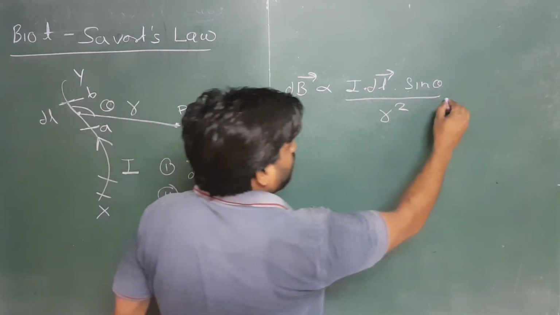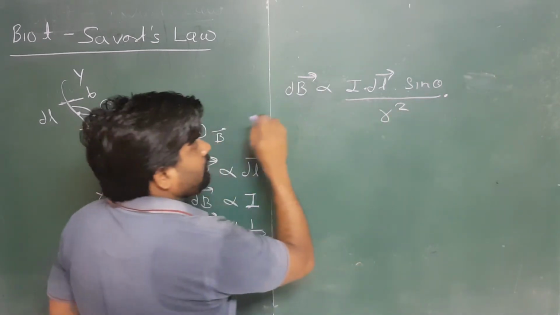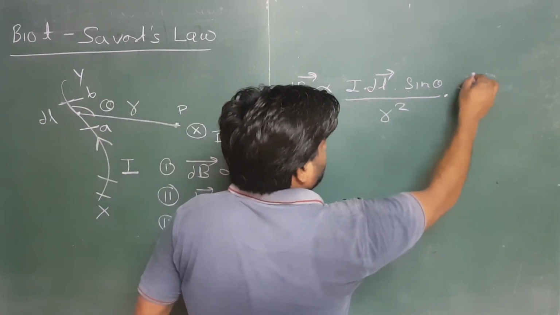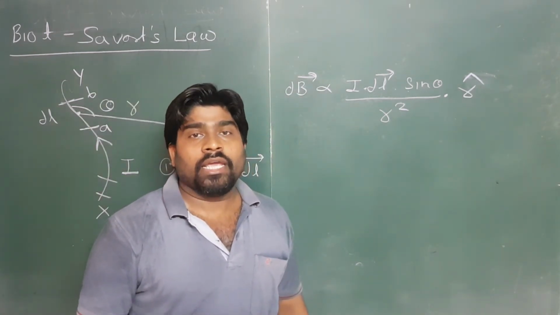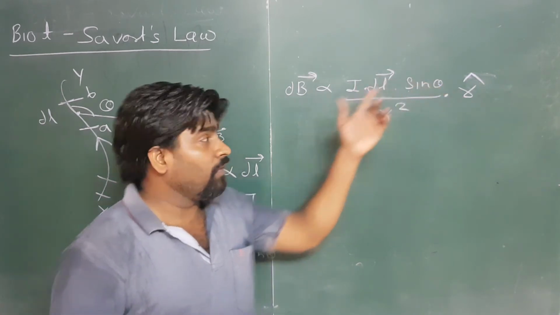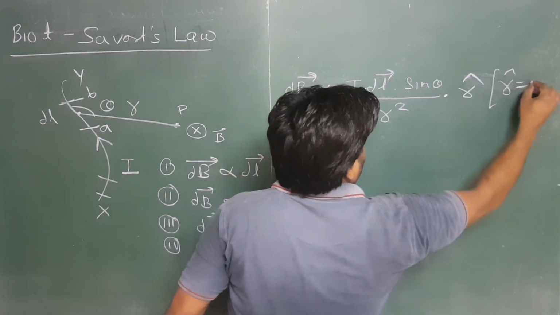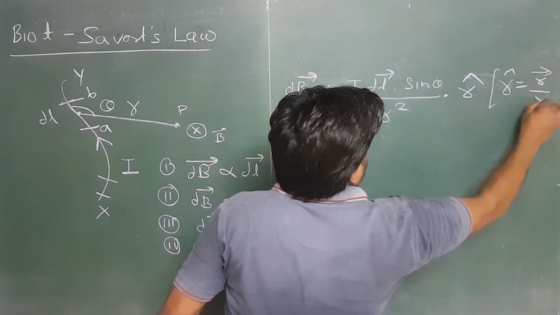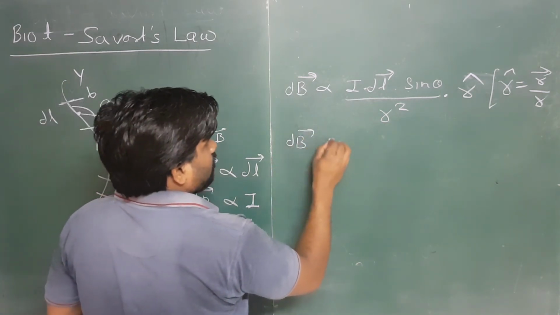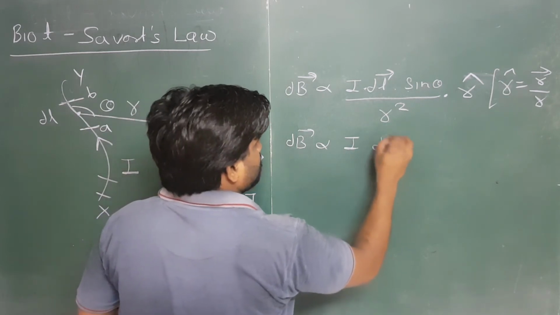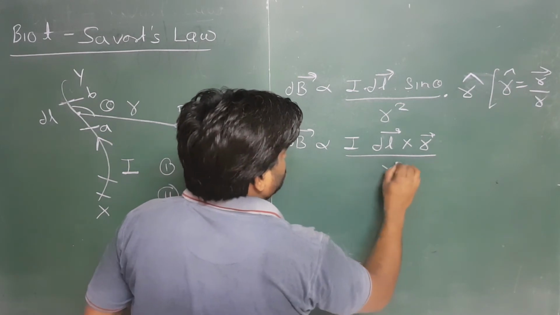So how can I write this? I can write it with vector r, because dB is a vector quantity. In vectors we always write the r cap as a unit vector, as vector A is equal to mod A dot A cap. So r cap is the unit vector. Here r cap equals vector r divided by the mod of r, in magnitude r. So we can write dB directly proportional to I dl cross vector r divided by r square.